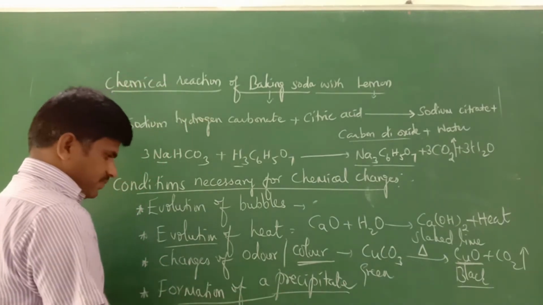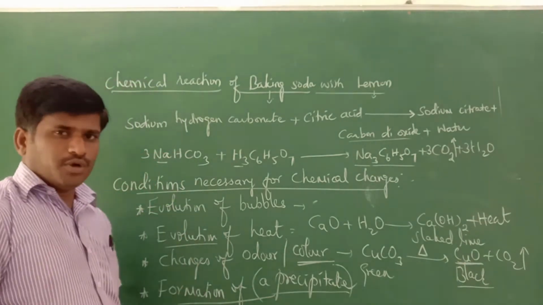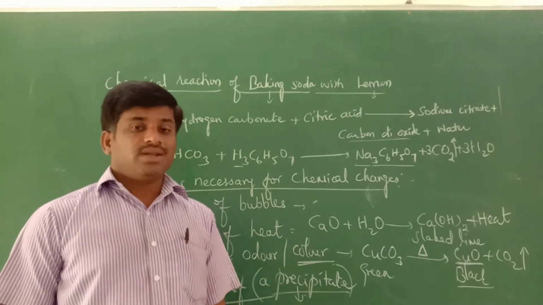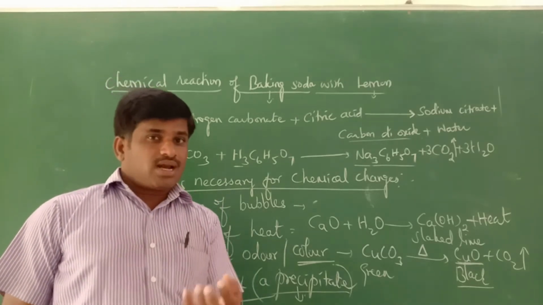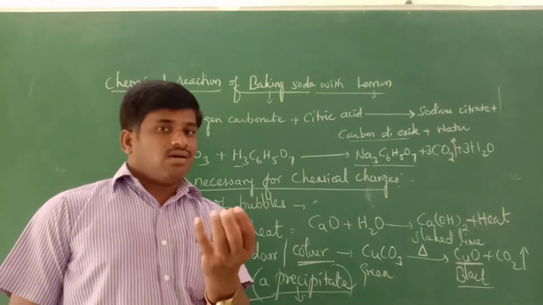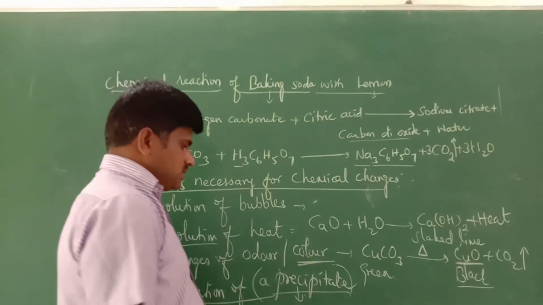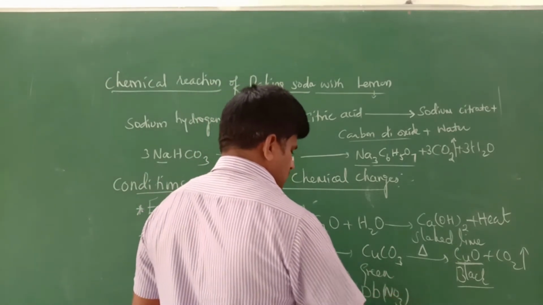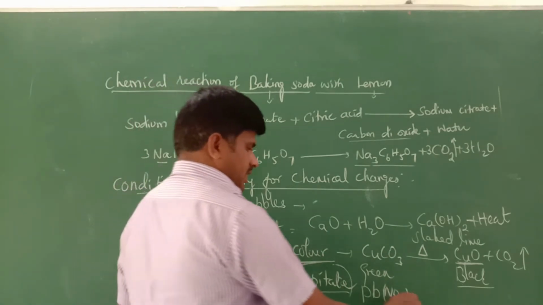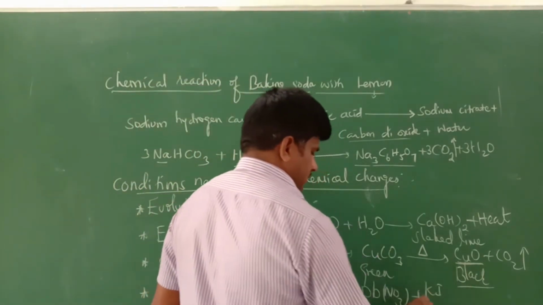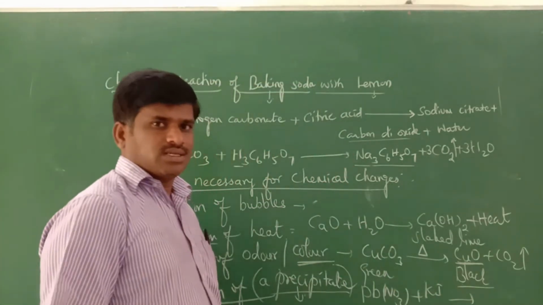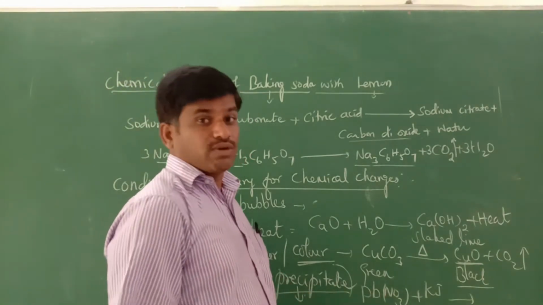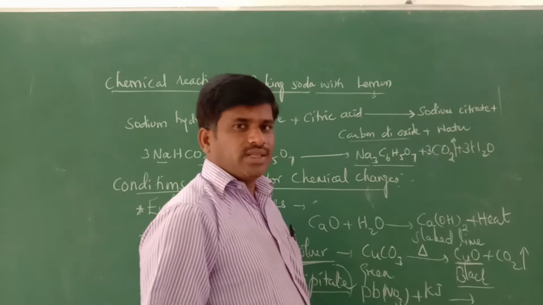Formation of a precipitate. Just now I told you what is called a precipitate. An insoluble substance formed during a chemical reaction is called a precipitate. For example, take lead nitrate, Pb(NO3)2. This is a colorless substance. Potassium iodide is also colorless. We can make both into solution form, aqueous lead nitrate and aqueous potassium iodide.